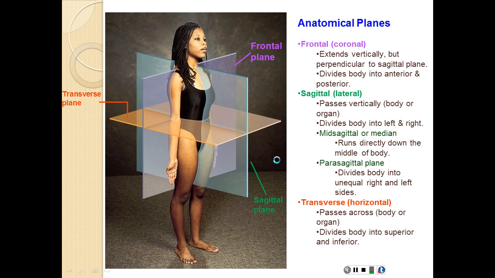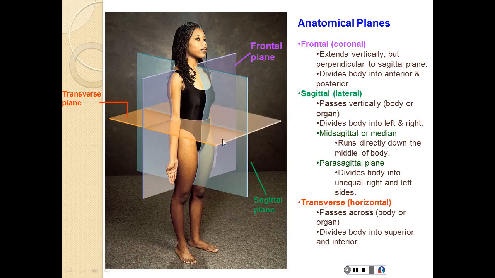Now we have these anatomical planes. We have three major planes. We have frontal, sagittal, and our transverse plane. When we look at our frontal, the frontal plane is what's going to separate the body into anterior and posterior. So that's basically front and back, but we're using the medical terms anterior and posterior. It's going to extend vertically. Of course, it's going to be perpendicular to the sagittal plane. When we talk about perpendicular, basically it means it's going to meet at a 90-degree angle.